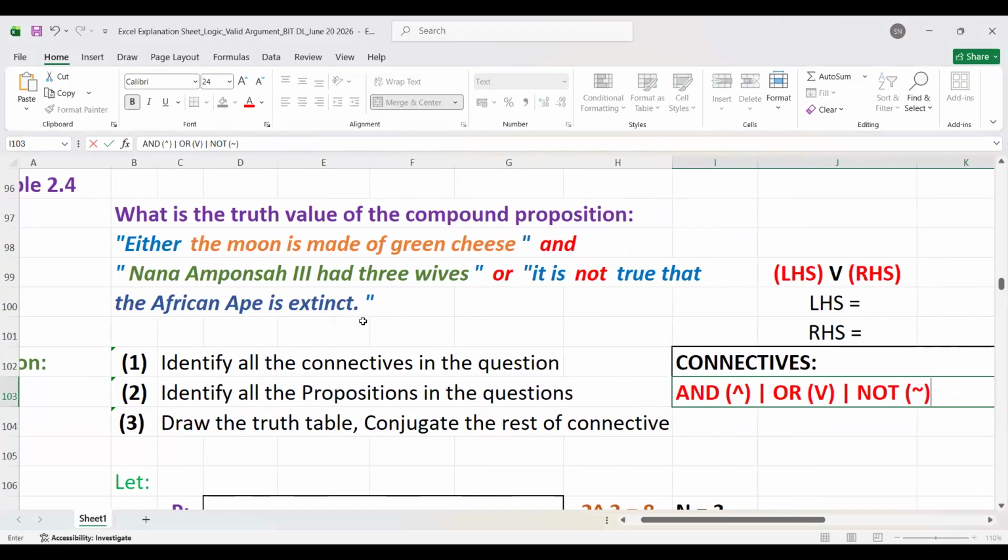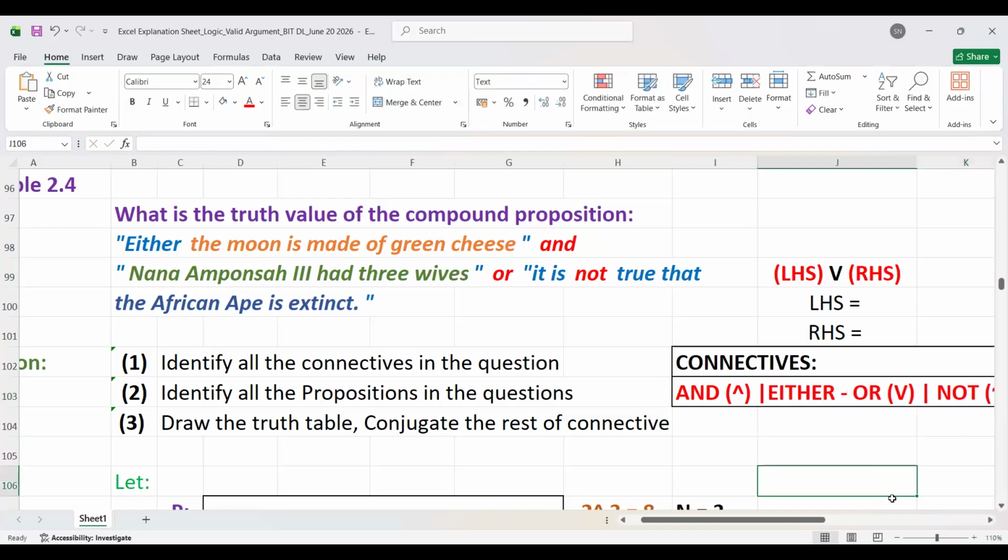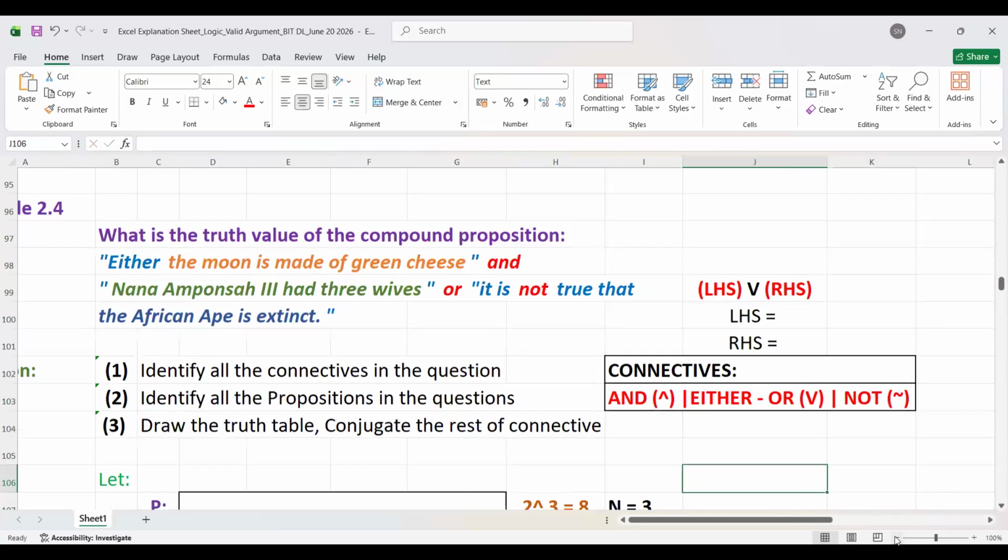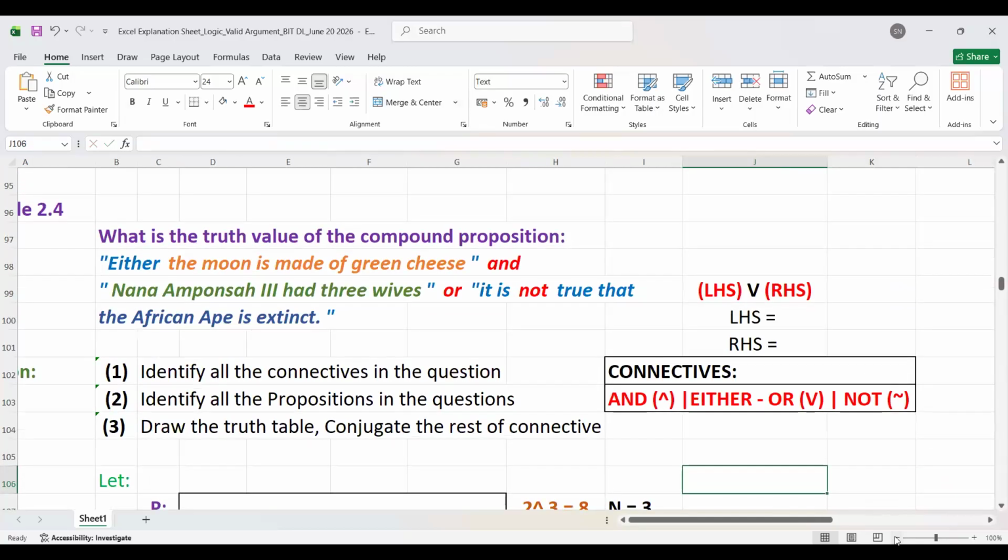Now, by the way, in English, what English word goes with the word or? Either. So the word either goes with or. Even though either is not a connective, it is actually telling us what 2 phrases we are going to join. Either tells us either this or that. So it helps us. So take that one out.